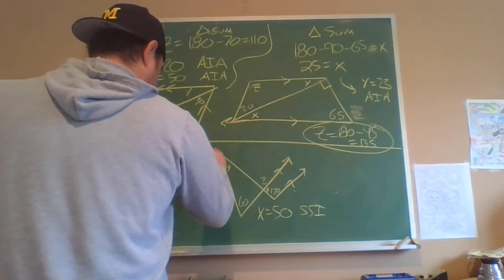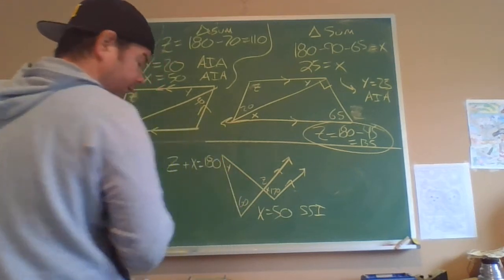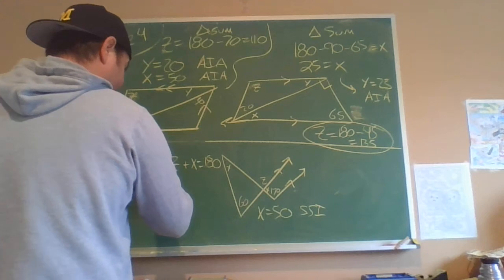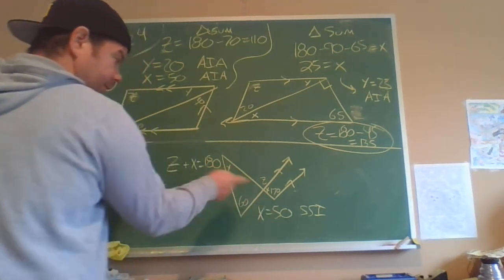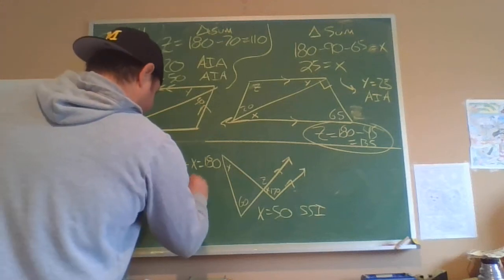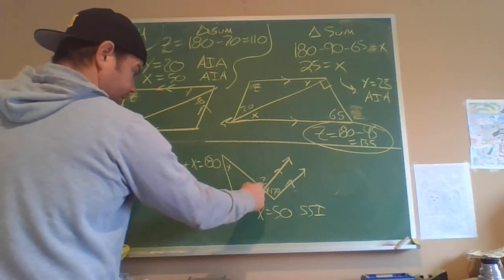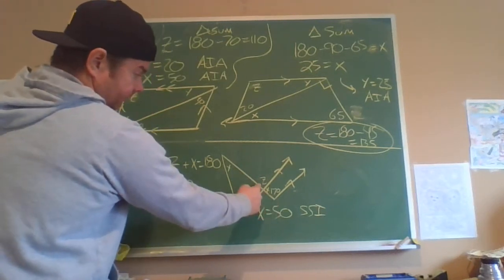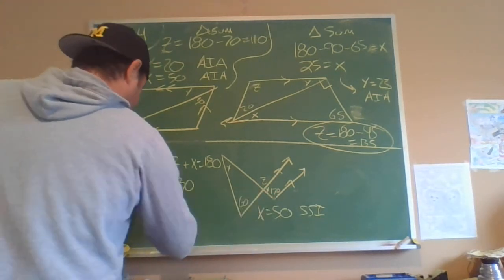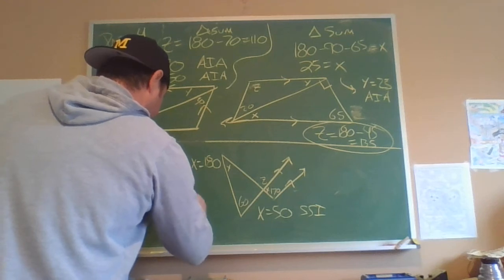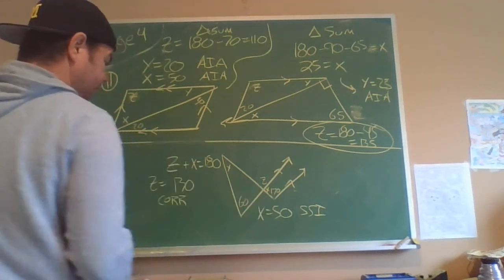So z plus x equals 180, so they're also supplementary. So z must be 30, right? Or no, z must be 130 because it's a linear pair with x, or we could even say it's corresponding with this 130 degree angle down here. So actually, I'll say that. It's corresponding with this angle down here.